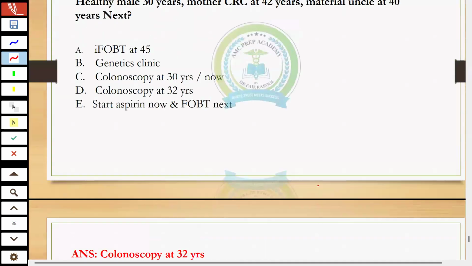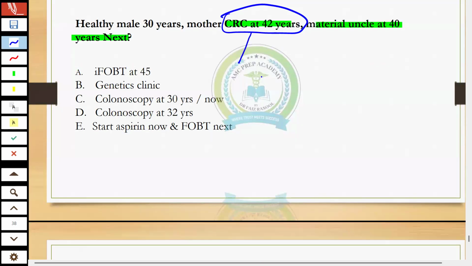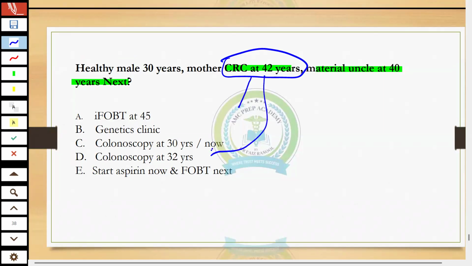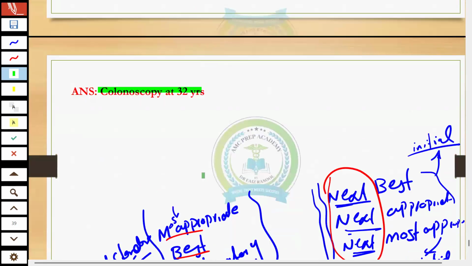Like this. Easy. Okay, so this is also a question: colorectal cancer at 42 years, maternal lung cancer at 40 years. What is the next best step? So 42 years. What is the answer, guys? We already discussed these topics and this topic takes too much time. So what is the answer? Yes. So you have to go for colonoscopy at 32 years of age. Well done, doctors.